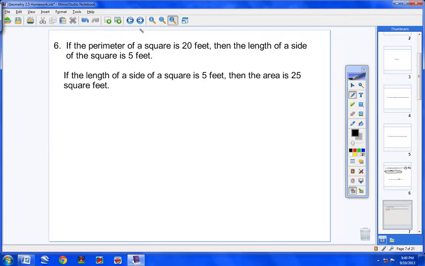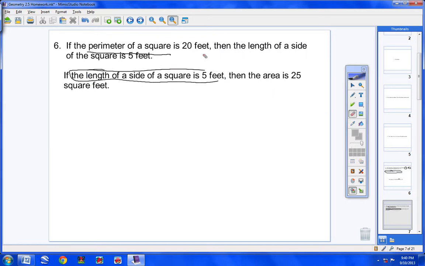Number 6, it's in your book. If the perimeter of a square is 20 feet, then the length of a side of the square is 5 feet. Do you see the conclusion right here? The length of the side is 5 feet. And then it says, if the length of the side of a square is 5 feet, then the area is 25 square feet. So you have your if part, then your then part, and notice how your then part is repeated right down here in the if part.